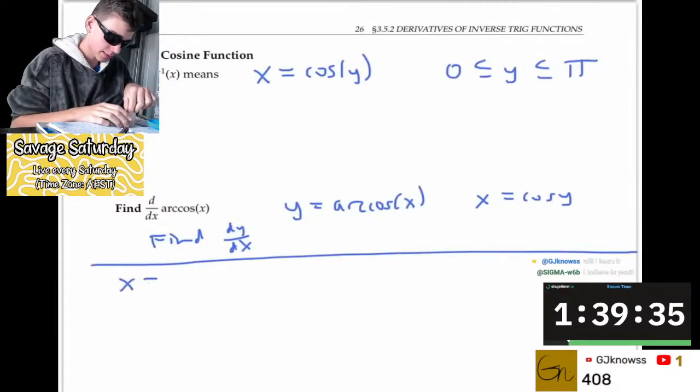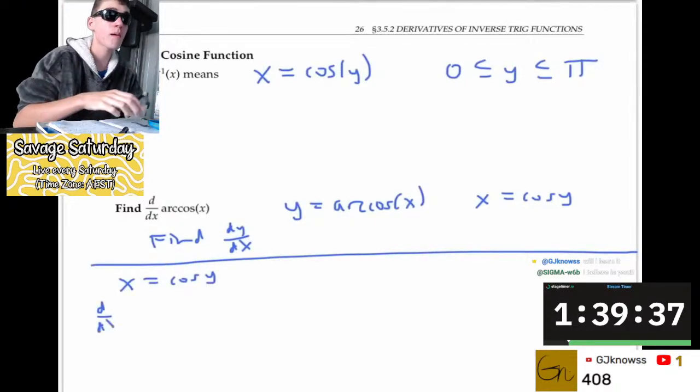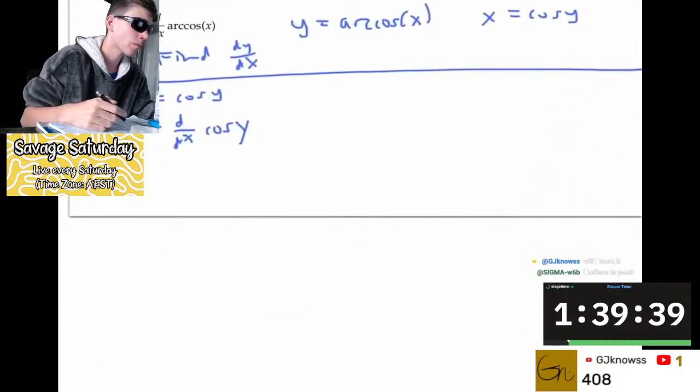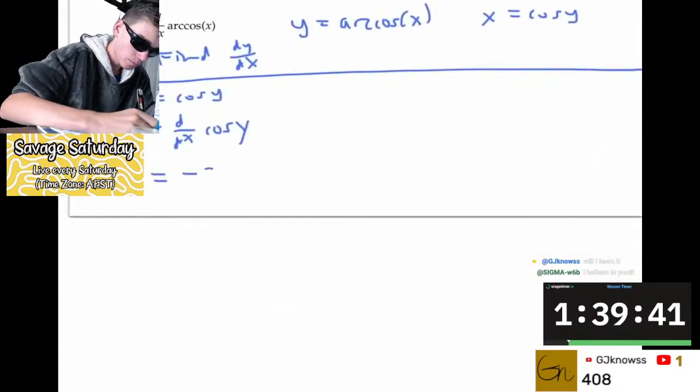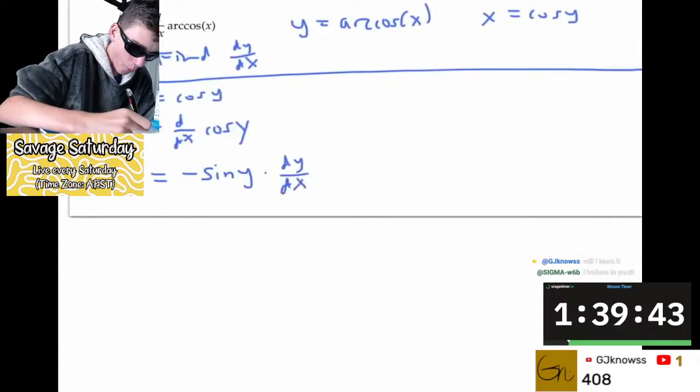So starting with the equation x equals cosine y, we're going to take the derivative of both sides with respect to x. The derivative of x is 1, and the derivative of cosine y is negative sine y dy dx. So dy dx is equal to negative 1 over sine y.